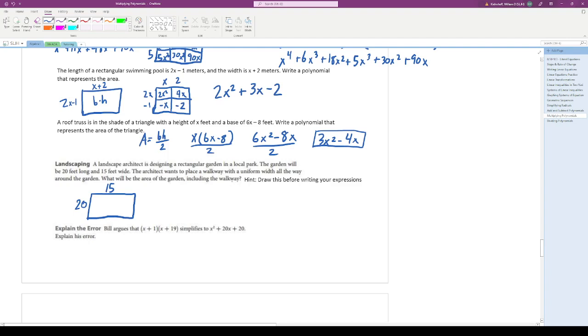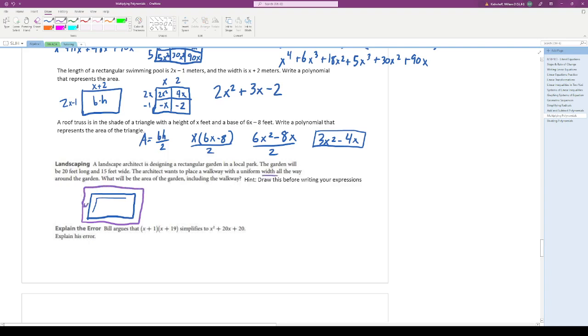The architect wants to put a walkway with uniform width all the way around the garden. What will be the area of the garden, including the walkway? So he wants to put a walkway around the garden. Oh, okay. So let me redraw this. He wants a walkway outside the edges of the garden, meaning we're adding on this walkway around the outside edge, which we don't know how wide it is, but it says it has a uniform width.